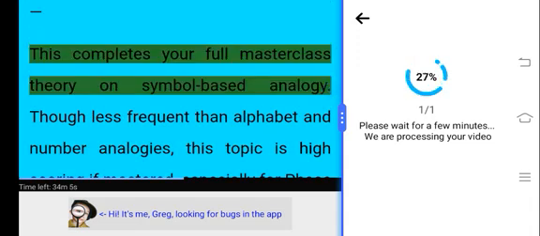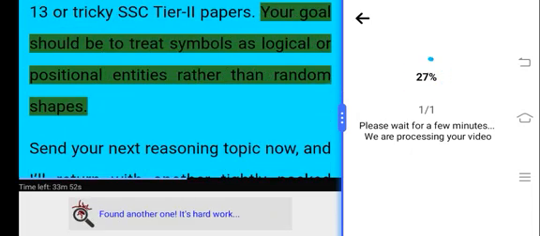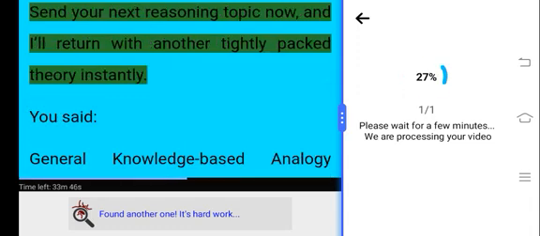This completes your full masterclass theory on symbol-based analogy. Though less frequent than alphabet and number analogies, this topic is high scoring if mastered, especially for Phase 13 or tricky SSC Tier 2 papers. Your goal should be to treat symbols as logical or positional entities rather than random shapes. Send your next reasoning topic now, and I'll return with another tightly packed theory instantly.